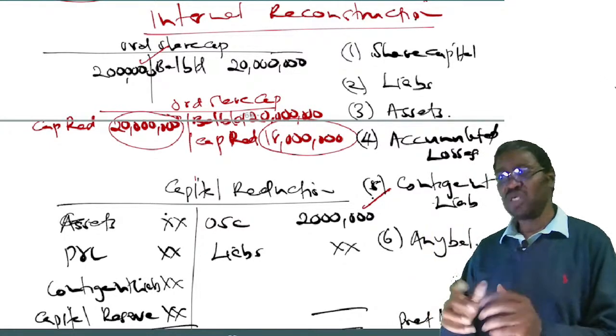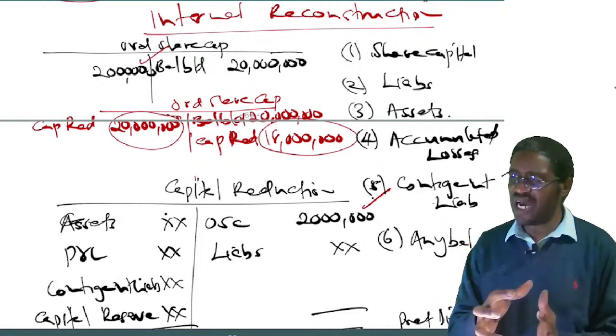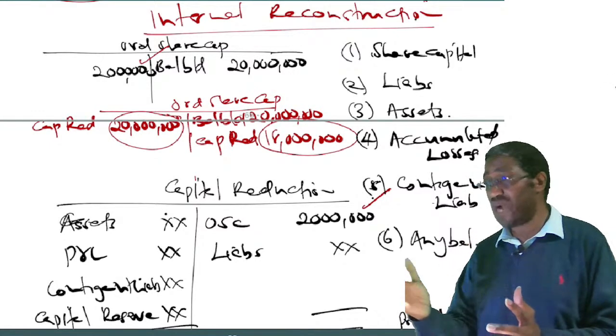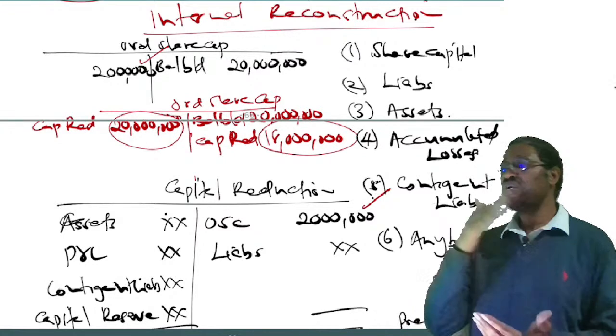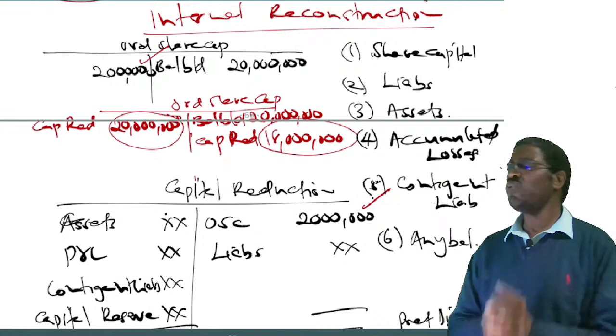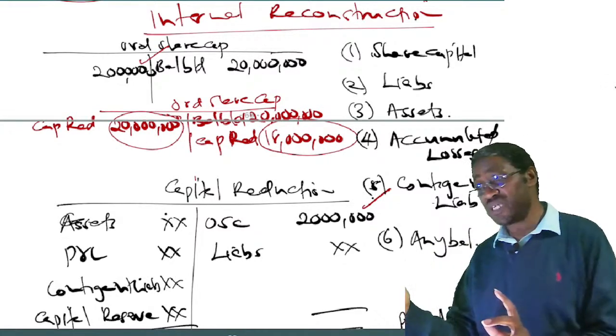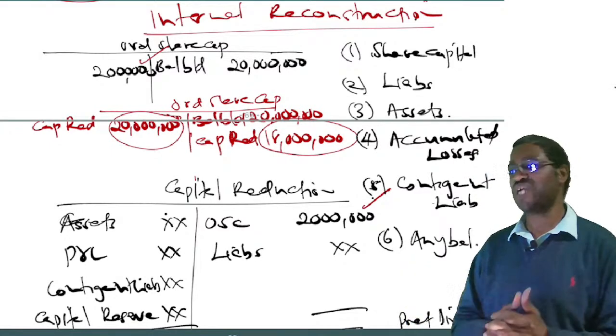Number 2, with amount written off on liabilities, you debit the liabilities because liabilities are always a credit balance. Debit liabilities, credit capital reduction. Number 3, with amount written off on assets, you credit the assets, you debit capital reduction.